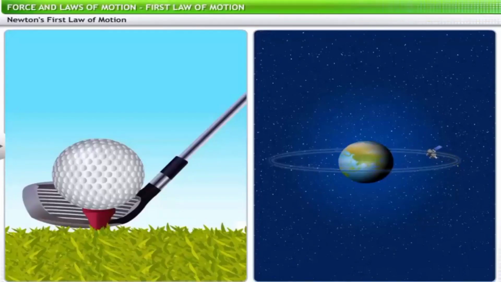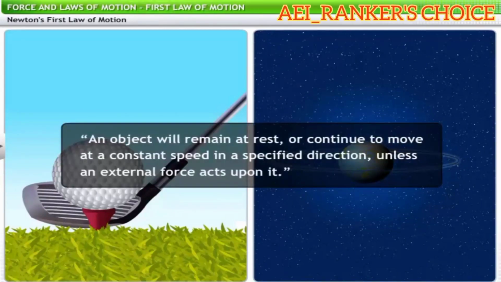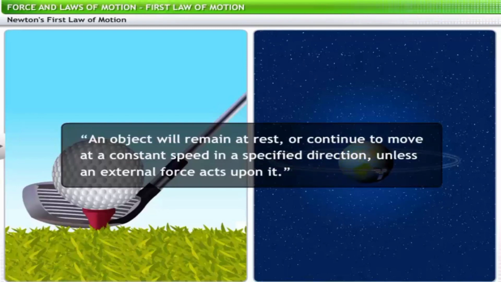Newton's first law of motion states that an object will remain at rest or continue to move at a constant speed in a specified direction unless an external force acts upon it. This law relates force applied on a body to the change in its velocity. There are two aspects of this law that we need to consider. First, an object at rest will remain at rest unless an external force is applied to it. All objects at rest conform to this.